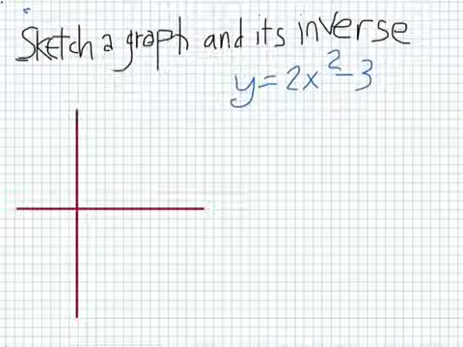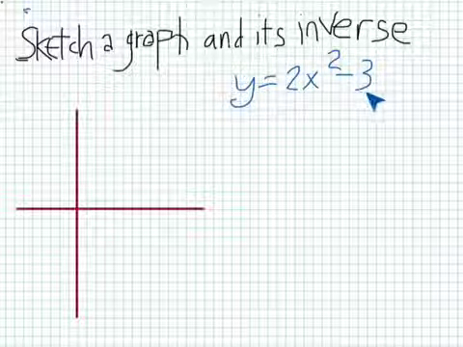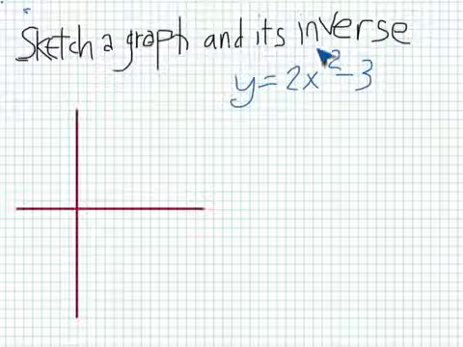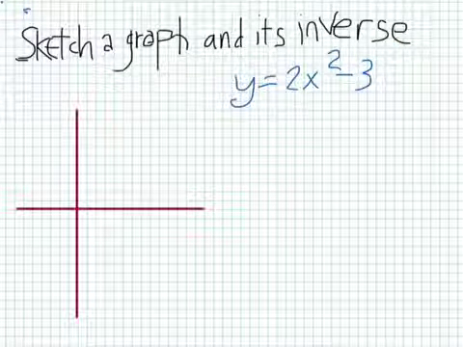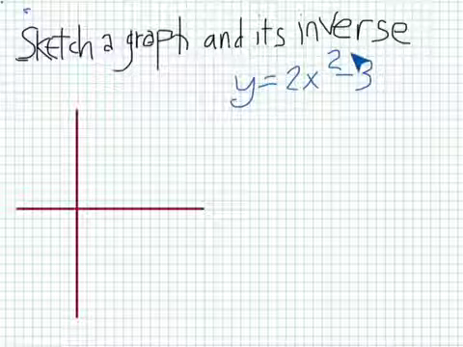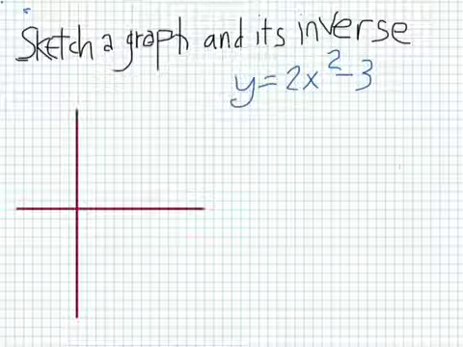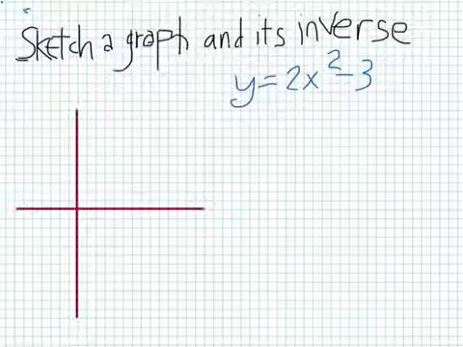We are going to sketch a graph and its inverse. We're going to sketch a graph of this function. And notice I'm not asking is it invertible, I'm not asking is it one-to-one, I just want to sketch the graph and its inverse. So, looking at this, I know that this is going to be a parabola. And that means it's that nice U shape. Could be going up, could be going down. We'll find out what happens with that.